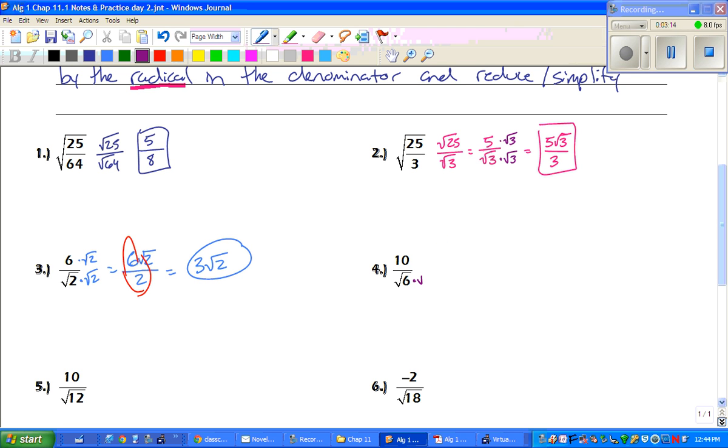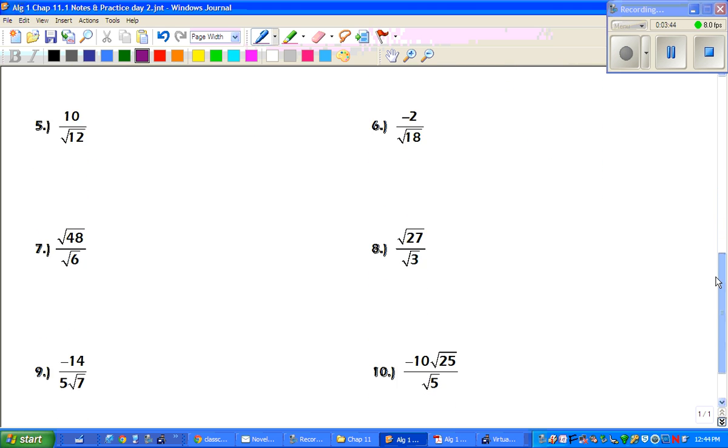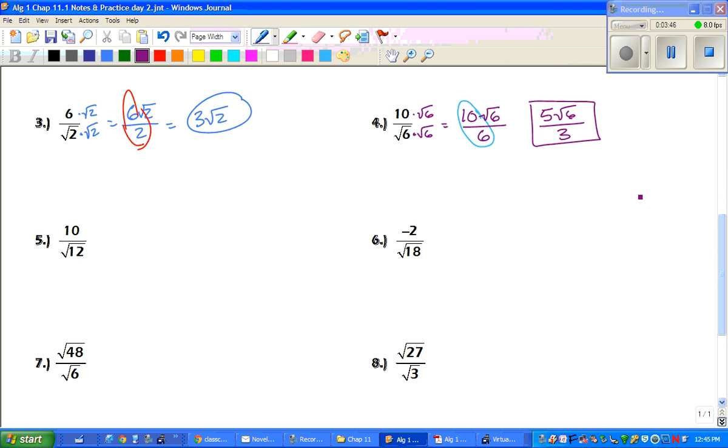So for number 4, you multiply the top and the bottom. The top turns to 10 root 6 over 6. Okay, and we can reduce 10 over 6. If you divide both the top and the bottom by 2, you get 5 root 6 over 3. There, in case you're still working on it.